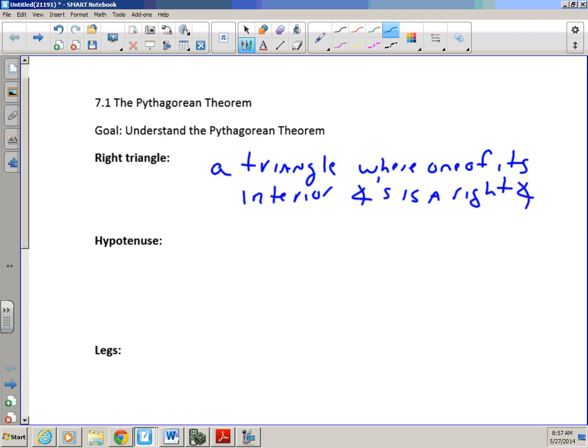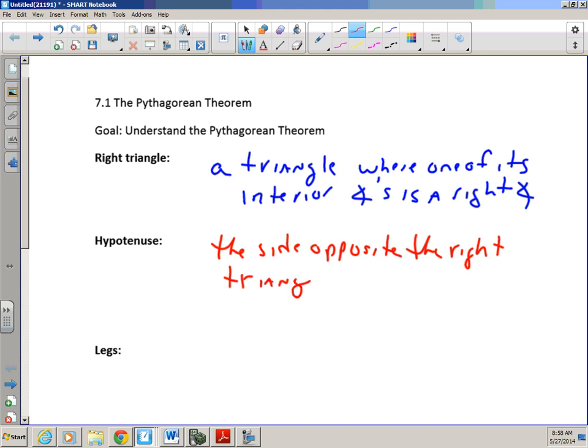Okay. Now, the hypotenuse is the side opposite the right angle. That is the foolproof way of knowing you have the hypotenuse. It is also the longest side. Now, that obviously only works if you're given the length of all the sides.